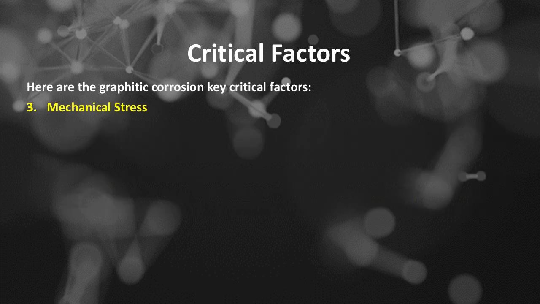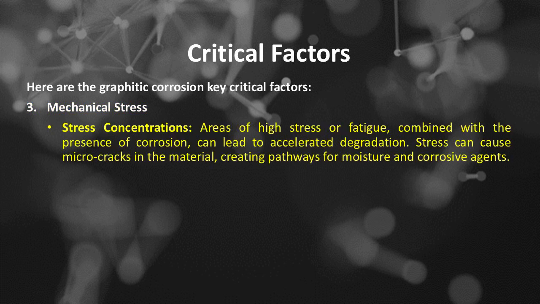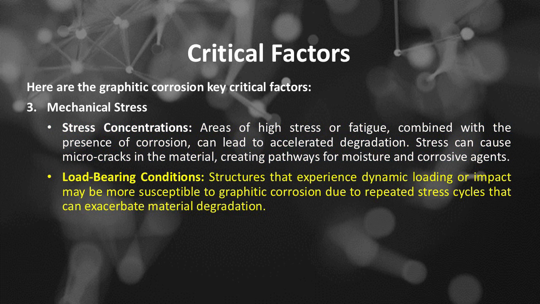Number 3 is mechanical stress. Stress concentrations, areas of high stress or fatigue, combined with the presence of corrosion, can lead to accelerated degradation. Stress can cause microcracks in the material, creating pathways for moisture and corrosive agents. Load-bearing conditions. Structures that experience dynamic loading or impact may be more susceptible to graphitic corrosion due to repeated stress cycles that can exacerbate material degradation.